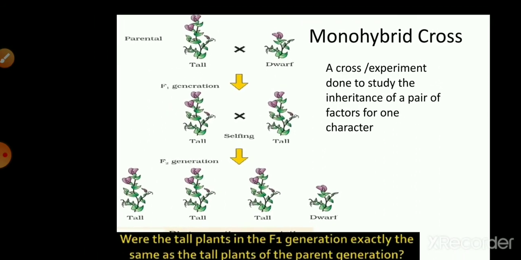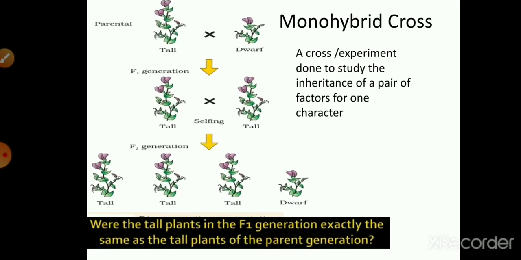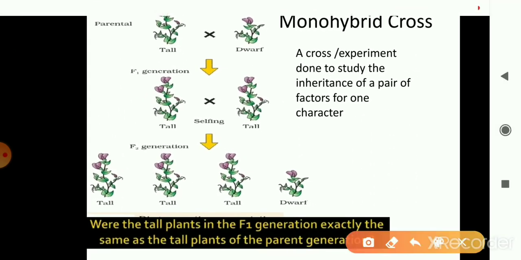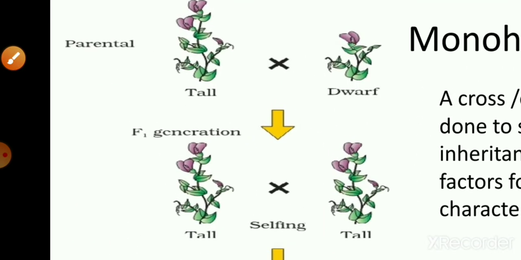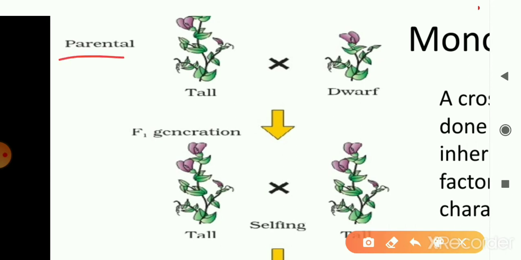So in this cross, let's take some examples. First we'll go with height. What Mendel did was he took pure tall plants, as you can see here. The parents that he used were pure tall plants and pure dwarf or short plants, and he crossed them.